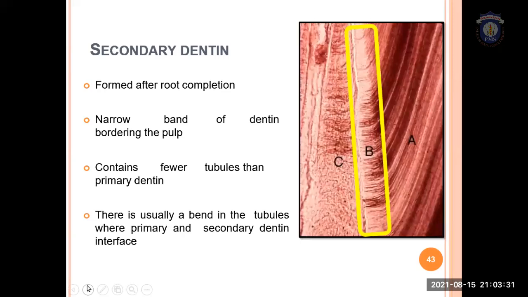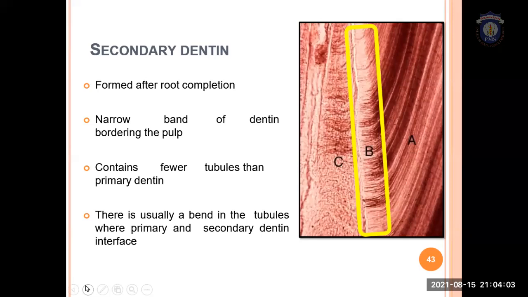Moving on to secondary dentine. All the dentine which is formed after the root completion is known as secondary dentine. It is a narrow band of dentine bordering the pulp. Secondary dentine has the circumpulpal dentine of the primary dentine on one side and the pulpal aspect on the other side. It is a narrow band having fewer tubules than the primary dentine.